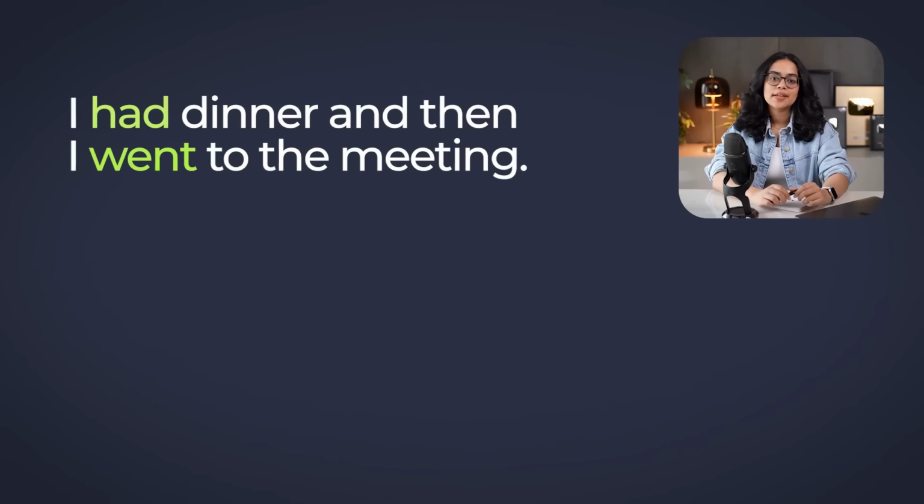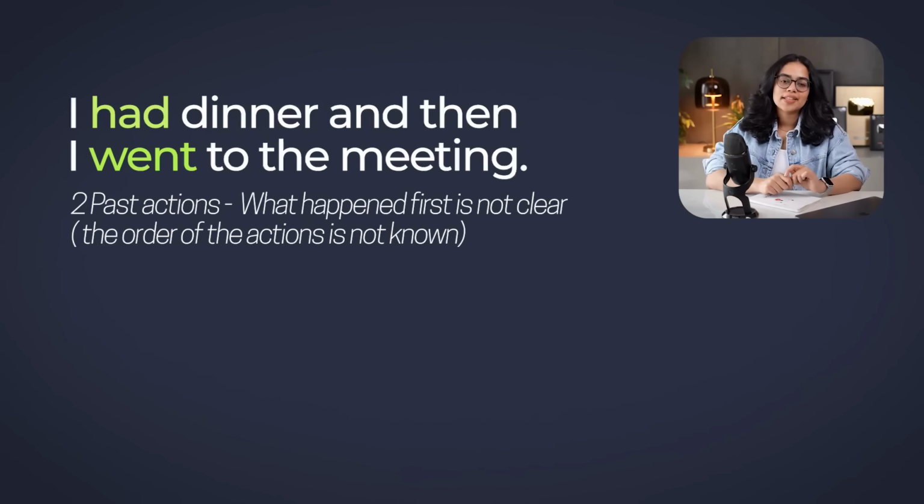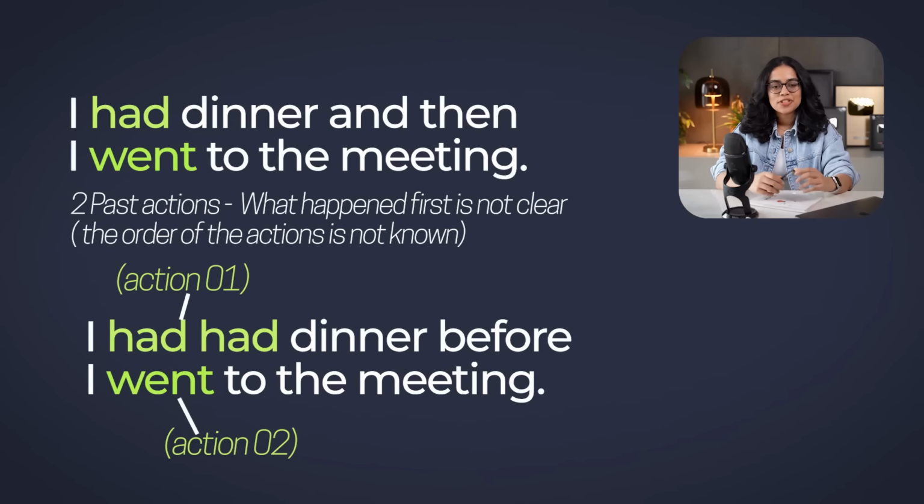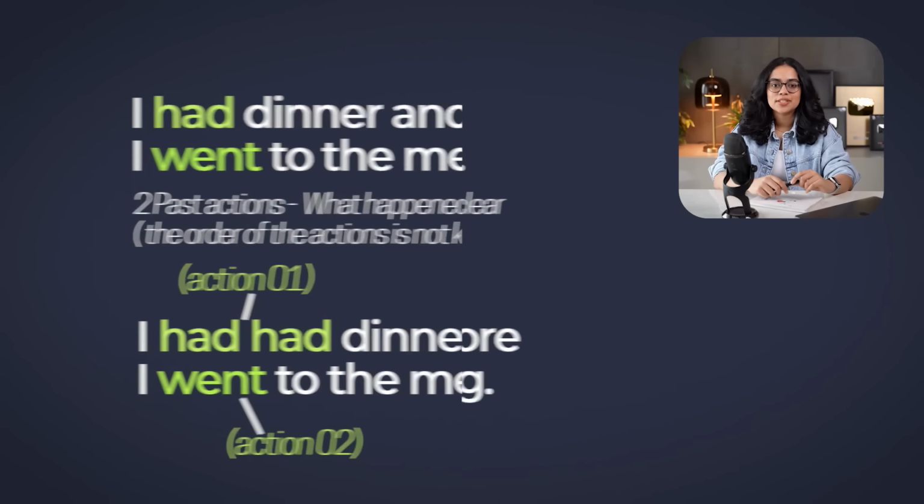Take a look at this sentence. I had dinner, then I went to the meeting. Now the sentence is correct, but it does not clearly highlight the order of the events. But when I say I had dinner before I went to the meeting, the sequence of events becomes much clearer.